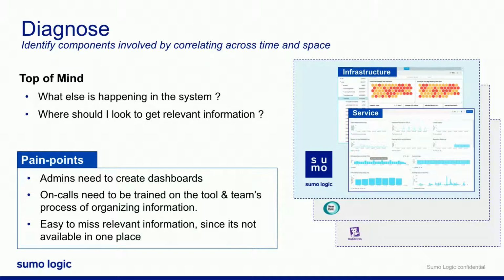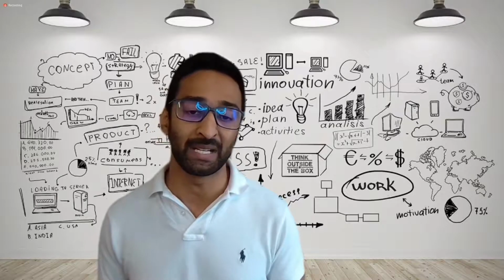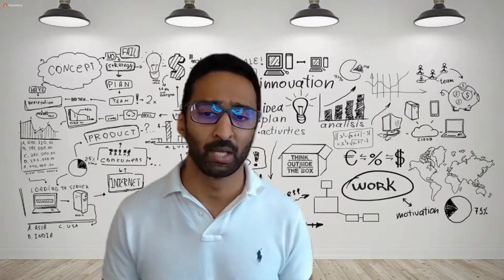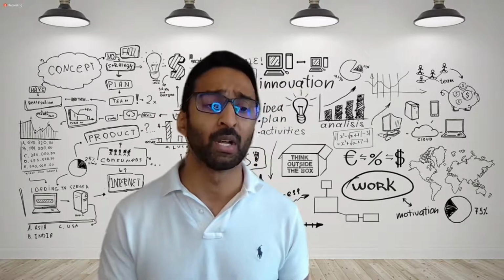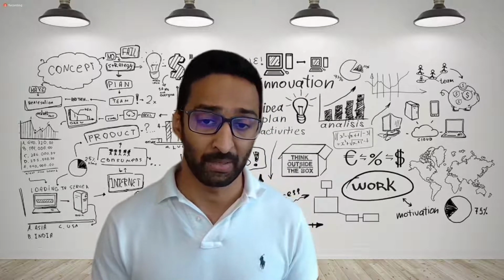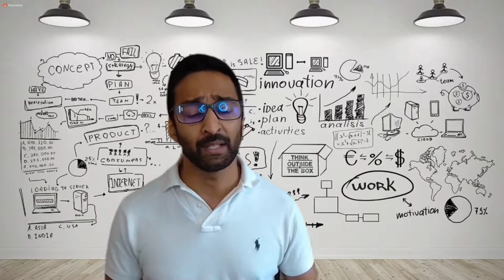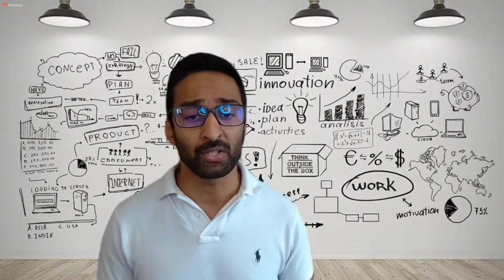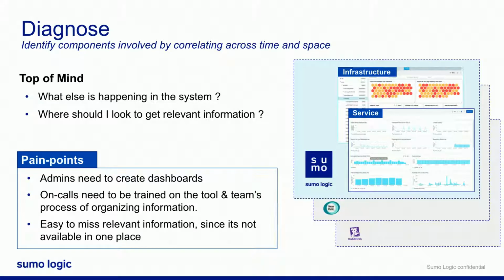Now, this information typically resides across multiple best-of-breed tools like Sumo Logic, New Relic, Datadog, etc., whatever tools you're using to get your end-to-end observability. And then the on-call has to know A, how to use these tools and how to navigate across them, and B, he also needs to know where exactly within these tools he can find the relevant information he's looking for.